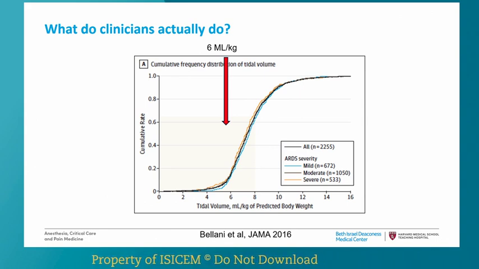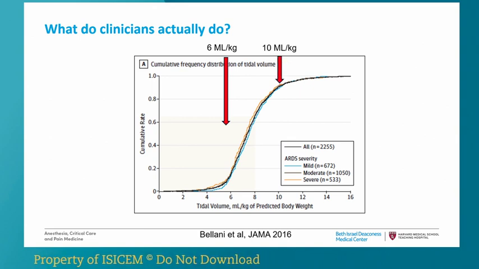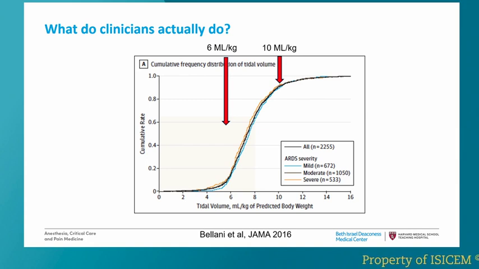And these are patients with diagnosed ARDS. Very few patients were receiving over 10 mLs per kilo. So remember that the control arm for most low tidal volume studies was 12, actually indicating something clinicians wouldn't do. Most clinicians wind up in that sweet spot between 6 and 10 mLs per kilo.